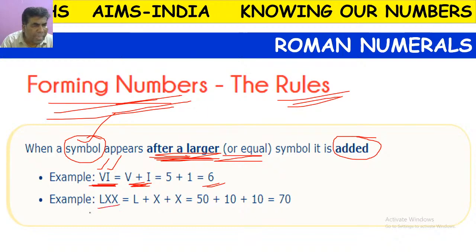See second example. LXX. So what is L? L value is 50. X value is 10. So after the larger number, we are having smaller numbers. Both are equal. This is the larger number. These are smaller numbers, but both are equal. So then what we have to do? We have to add all. So the answer is 70.